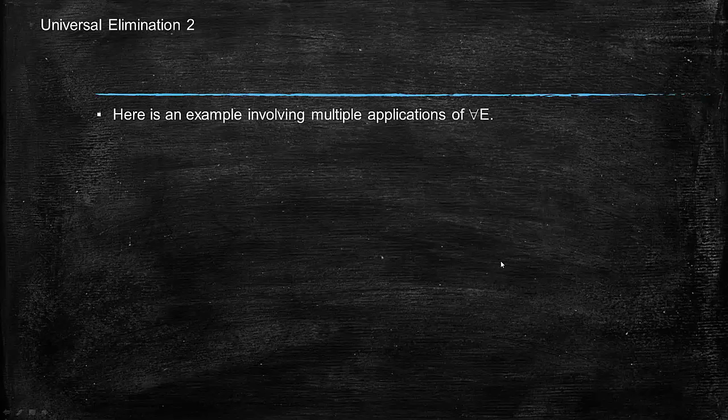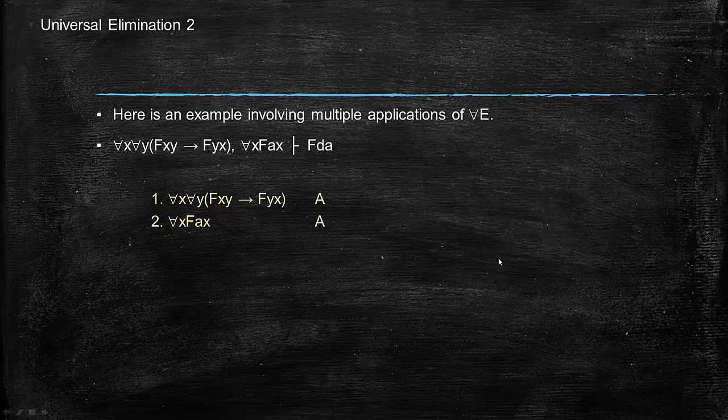Okay, now here's another example, and it involves multiple applications of universal elimination. Actually, the previous one had multiple applications too, but this is even more. Again, fairly straightforward. So we have two assumptions: for all x and for all y, if Fxy, then Fyx. You can see the order of the variables is being flipped here, which is an interesting thing to note.